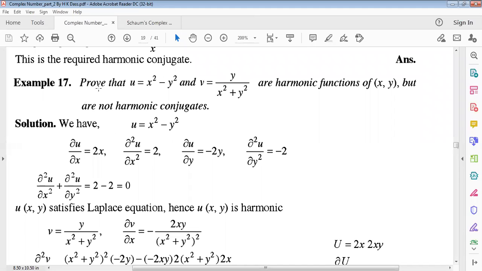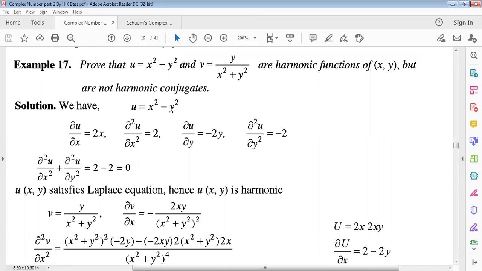Okay, another example, prove 17: prove that u equals this and v equals this are harmonic functions of x, y, but are not harmonic conjugates. Suppose we have u equals x squared minus y squared. Then ∂u/∂x, the partial differentiation of u with respect to x, will be twice x only. Y will be 0 because it is partial differentiation with respect to x.